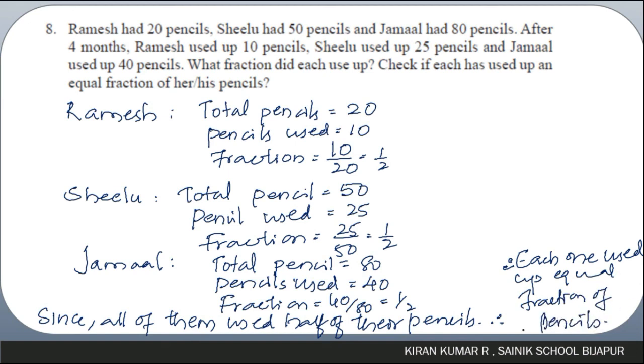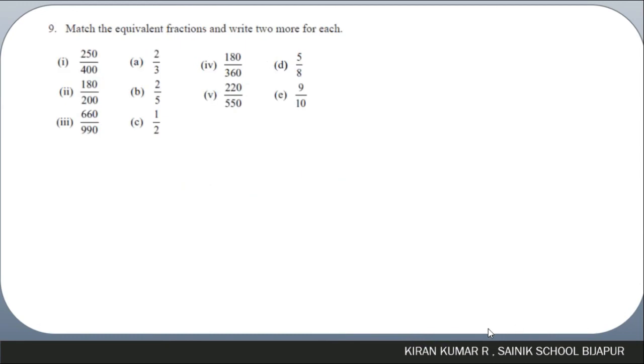Let's take up the last question for today's session, as well as the last question of the exercise. Question number 9. Match the equivalent fraction and write 2 more of each. Look at the first one here. It's 250 upon 400. I can simplify this.